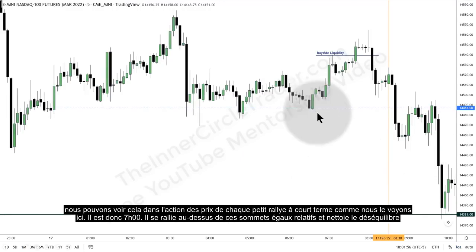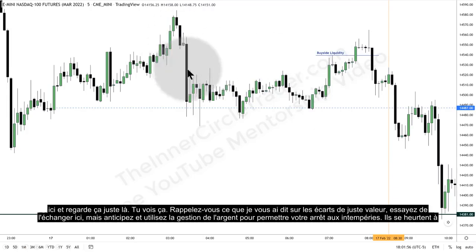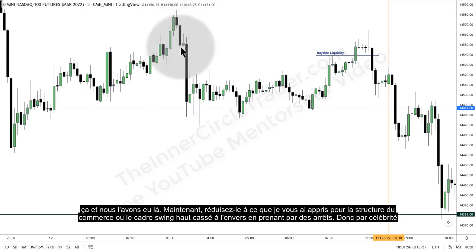So here's 7 o'clock in the morning. It rallies above these relative equal highs and cleans up the imbalance here. And look at that right there. See that? Remember what I told you? If there's two fair value gaps, try to trade it in here, but anticipate and use the money management to allow for your stock to weather a run up into that.